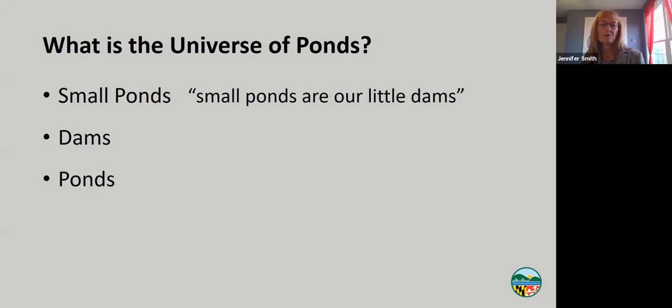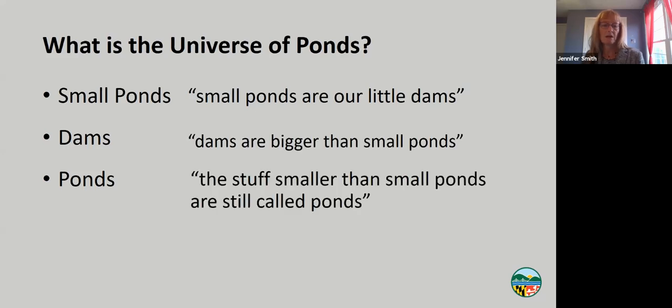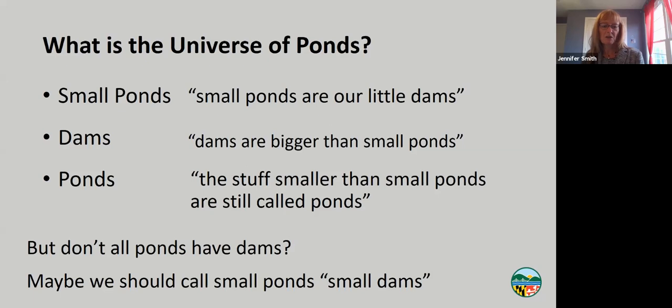Small ponds. Small ponds are our little dams. Dams. Dams are bigger than small ponds. Ponds. The stuff smaller than small ponds are still called ponds. But don't all ponds have dams? Maybe we should call small ponds small dams. Even in our stormwater management design manual, our big BMPs are small ponds. The bottom line is we as an industry need to fix this confusion.